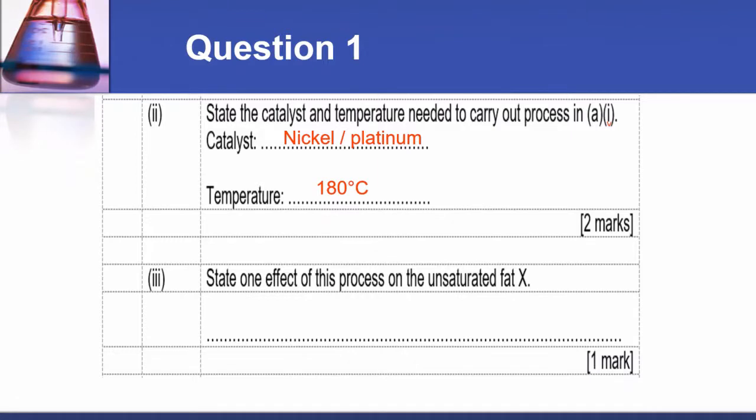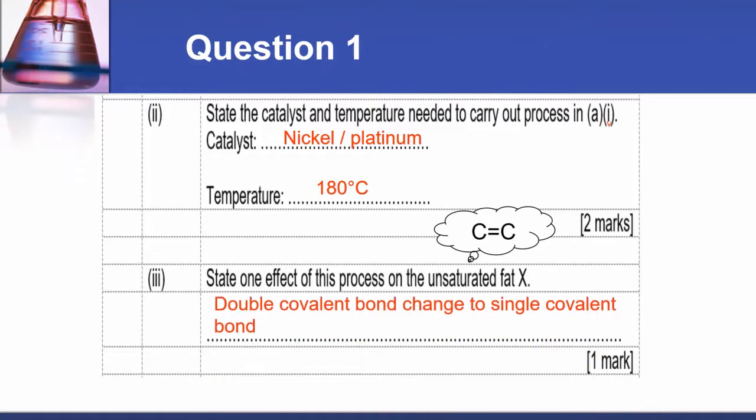1A3. State one effect of this process on the unsaturated fatty acid. Unsaturated means containing double covalent bond between carbon atoms. So, the reaction of hydrogen will occur at the double covalent bond between carbon atoms. This will change the double covalent bond into single covalent bond.